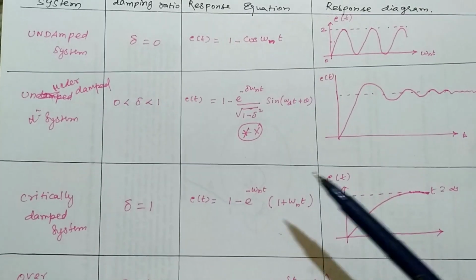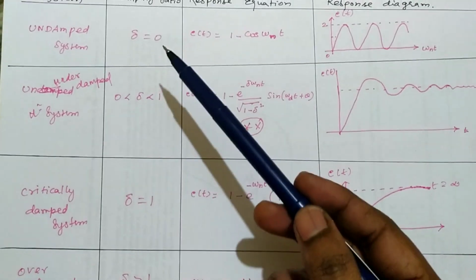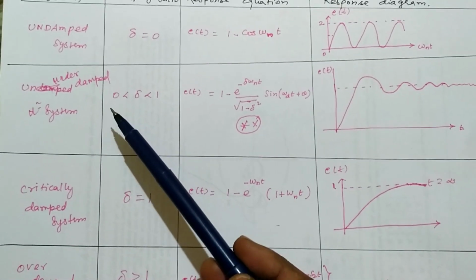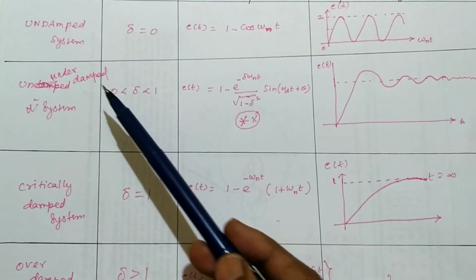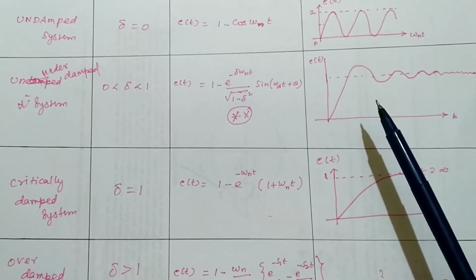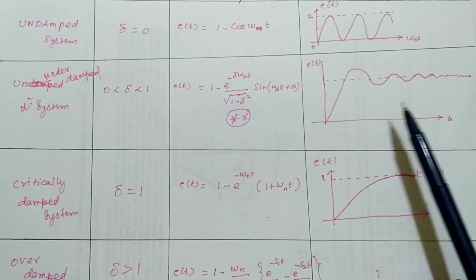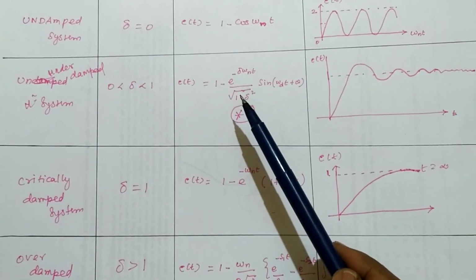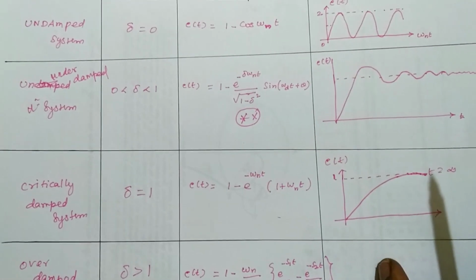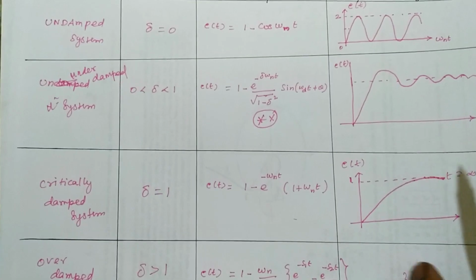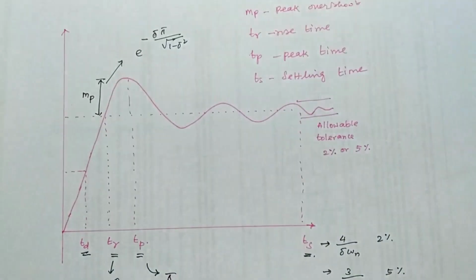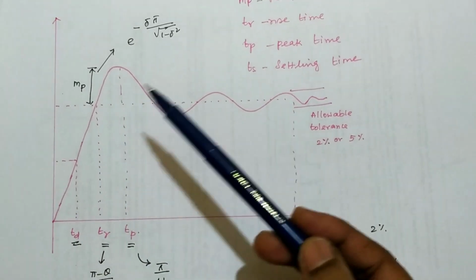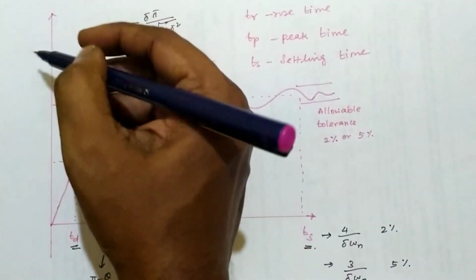So next, among the 4 cases based on the delta value, the second case where the delta value ranges from 0 to 1 is called the underdamped system. So this is the corresponding output waveform, the output graph of the underdamped system, and the equation. Based on this, we have numerous problems, which we will see. Right, this is the expanded version of the underdamped system C of t.